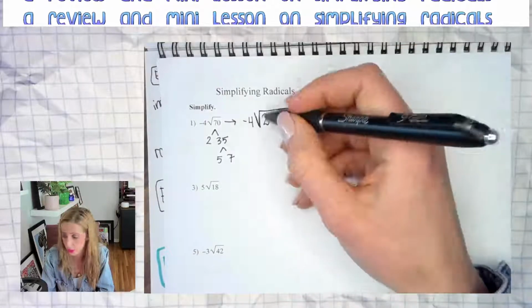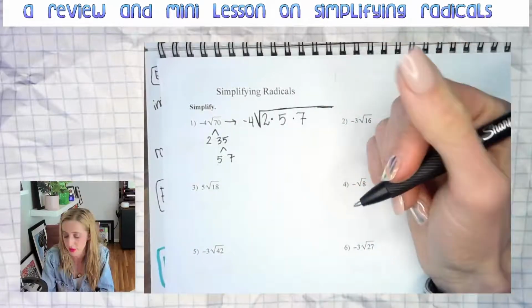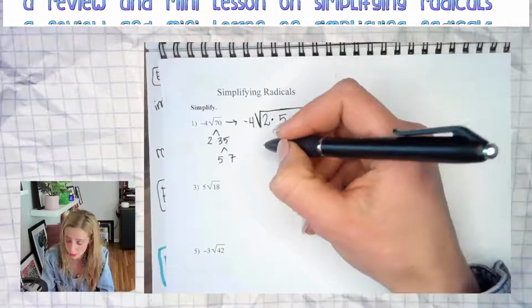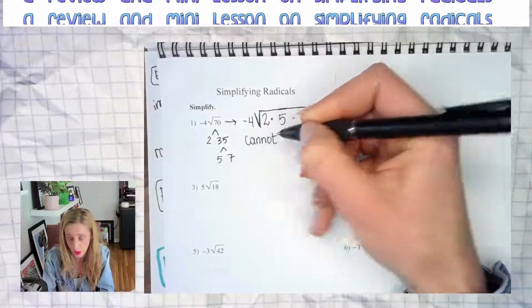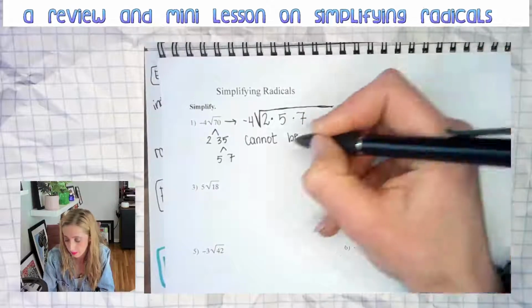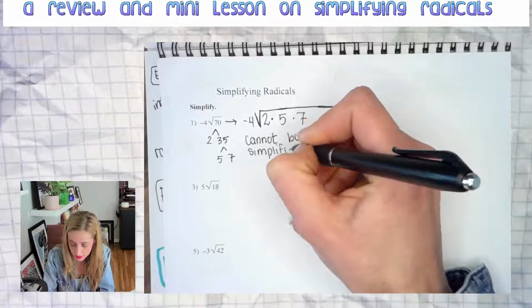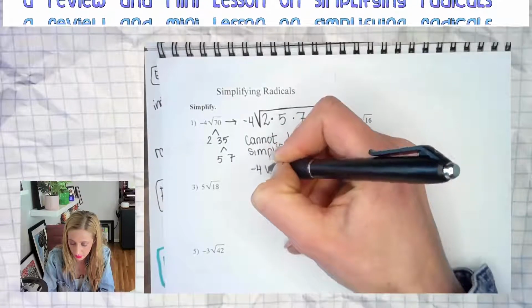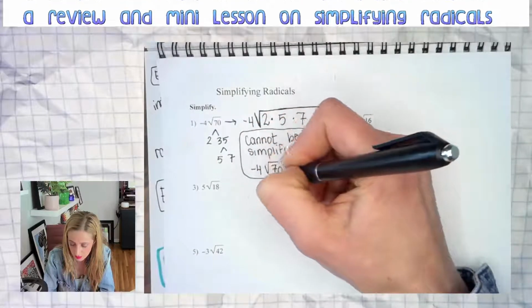You can't break 2 into 1 and 1. We break it down by multiplication. That's what prime factorization is. So what does that mean? That means it cannot be simplified. So we're going to write cannot, one word, be simplified. And that means cannot be simplified. I'm just going to rewrite -4 square root 70. That's as far as it goes to be simplified.